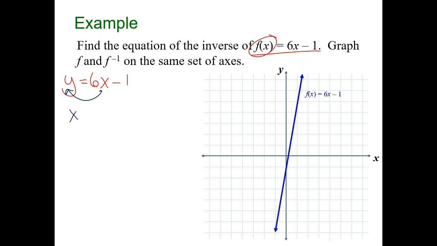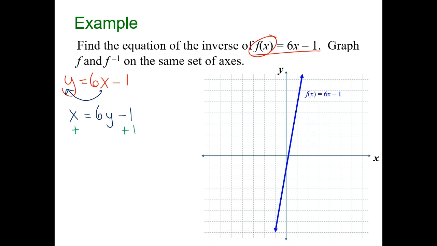So instead of y equals, it becomes x equals. Instead of 6x, it becomes 6y. And then the -1 stays the same. Now our new goal is to write this in terms of y. We want to get y isolated by itself. So we use our inverse operations.